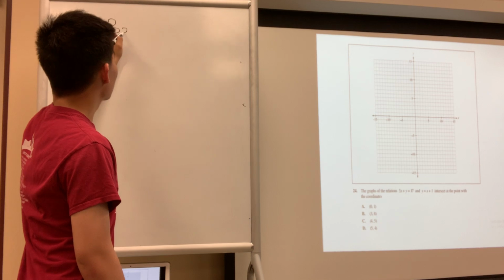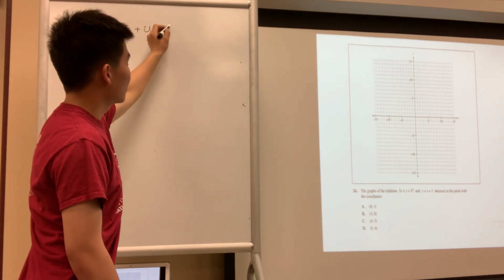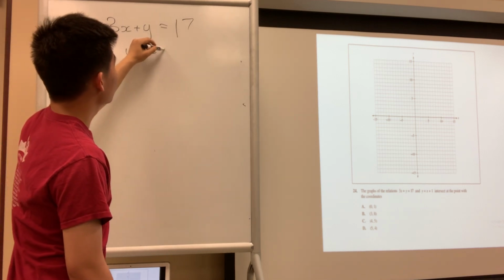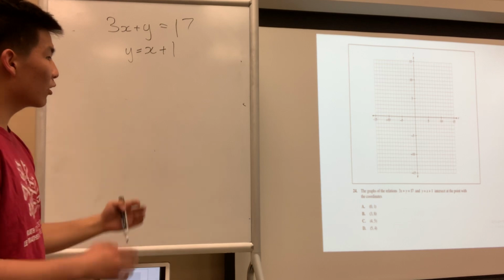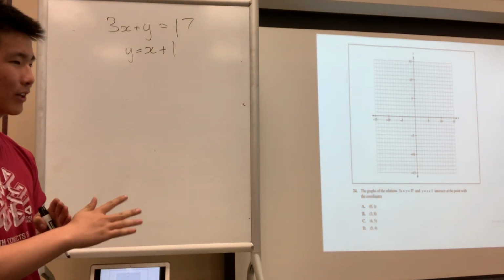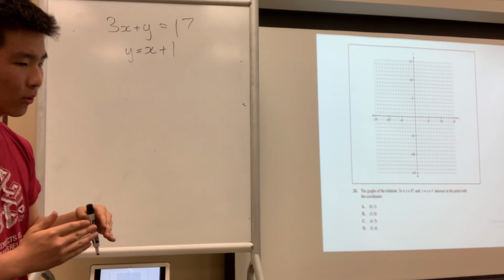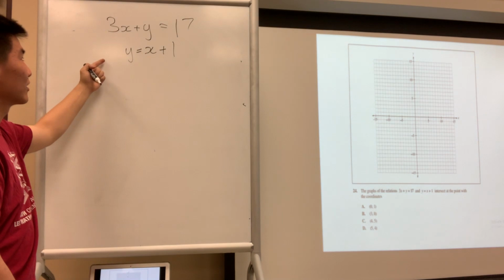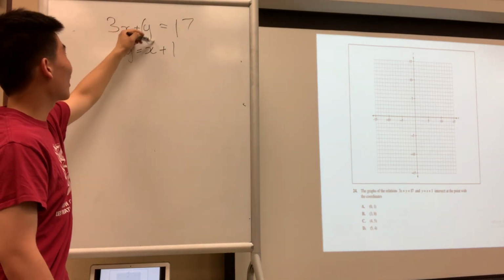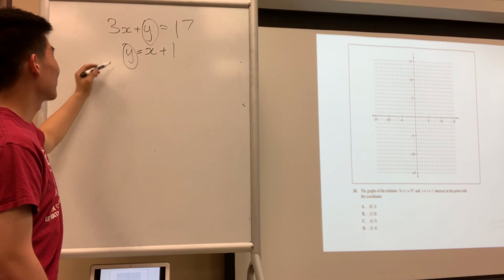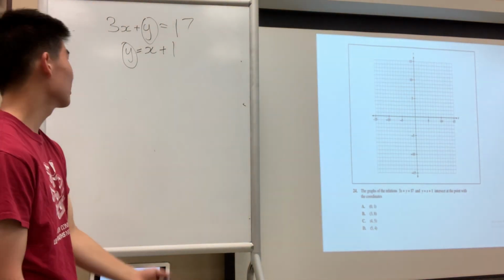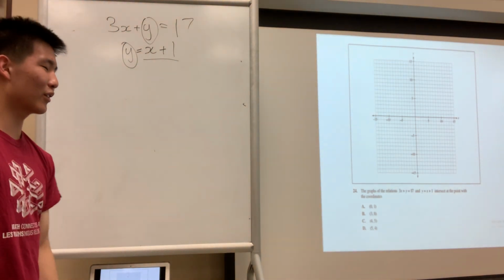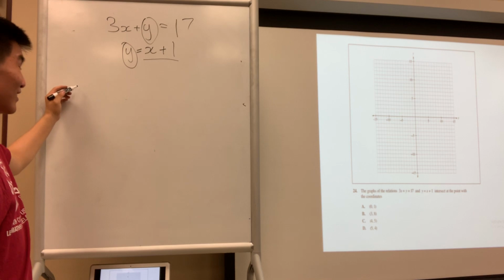So let's write down the two equations we have: 3x plus y is equal to 17, and y is equal to x plus 1. We know that if these two lines intersect, then any coordinate pair x, y satisfies both of these equations. So this y should be the same as this y. So we can do what we call substitution, and we can substitute the other side of the equivalence into that equation.